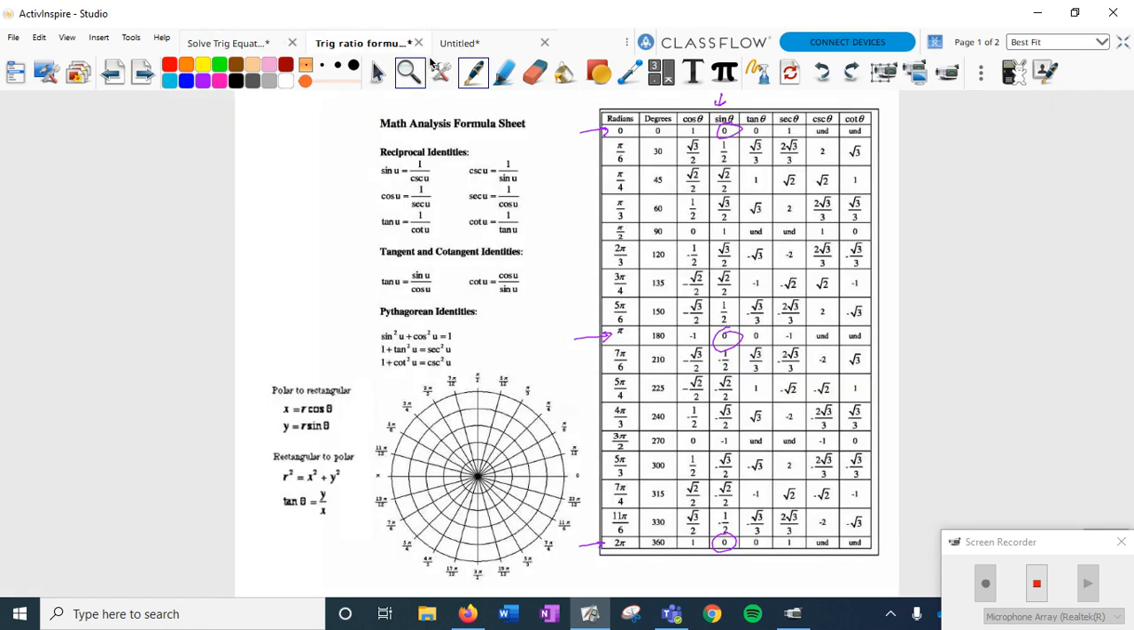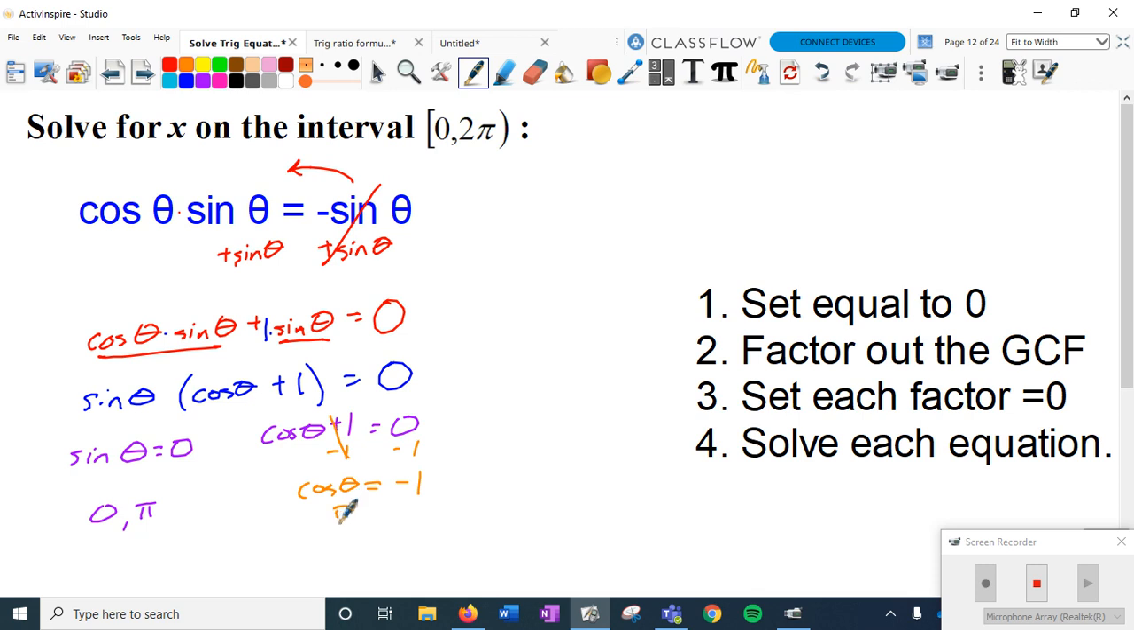When does cosine equal -1? Again, here's our cosine. When does it equal -1? Right here at pi. And that's it. This solution is only pi. Now, notice that pi happened twice. Remember, if a solution repeats, we do not list it twice.